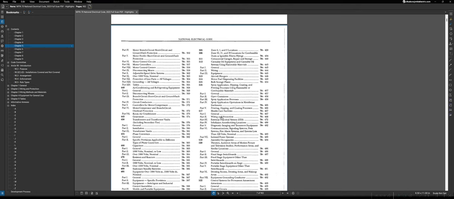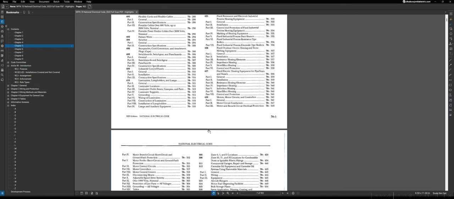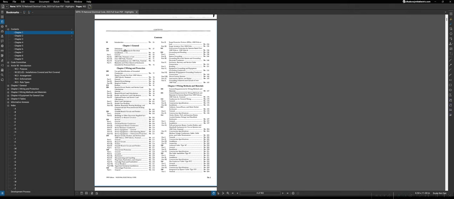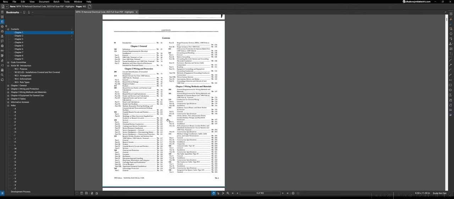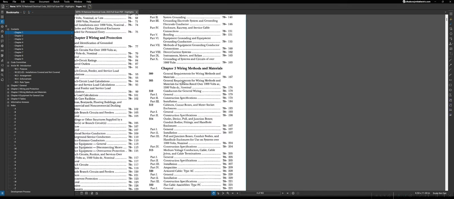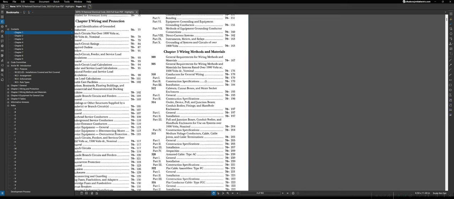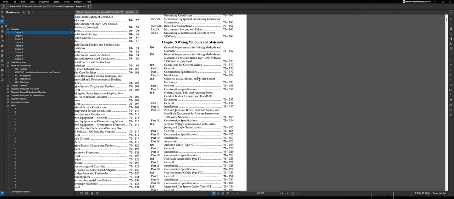Now, I've been using the term article a bit, which brings us to the next level of organization of the NEC now that we understand our chapters. Within each chapter are a set of articles, with each article essentially being its own independent idea. And if we go back to our contents section here, the contents give us a breakdown of what articles are in each chapter. So for instance, if I look at Chapter 3 here, I can see Article 300, general requirements for wiring methods and materials. Moving on, the next article would be 305, general requirements for wiring methods and materials for systems rated over 1,000 volts, etc. Moving on to Article 310, conductors for general wiring.